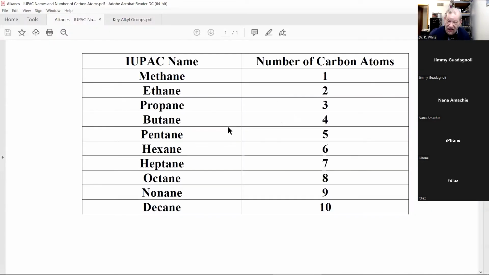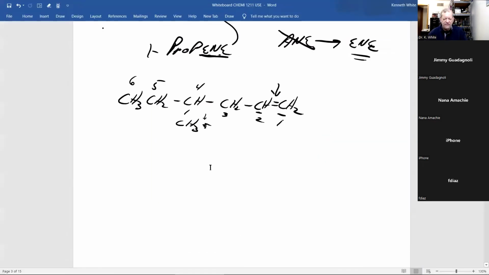And hopefully, ASAP, as soon as possible, like now, you've learned this table. 6 carbons, hexane. But we have a double bond, so you drop the ane ending and replace it with ene. So hexane, drop the ane, put in ene. Now, where is the double bond? You look at the carbon that's closest to the end of the chain and give that the lowest number. In this case, it's this carbon, and the lowest number is 1. 1-hexene.